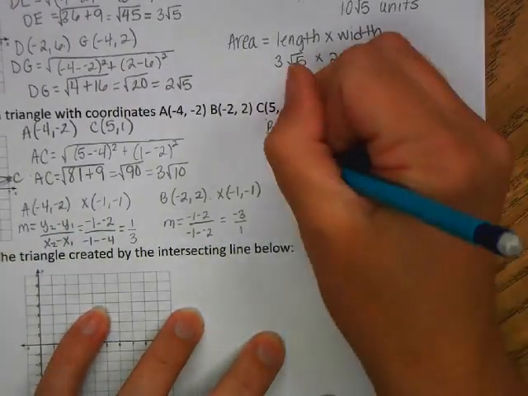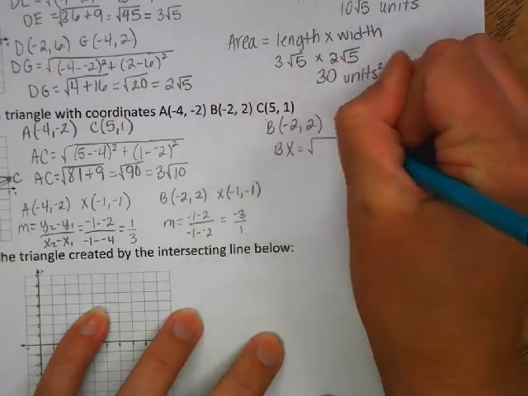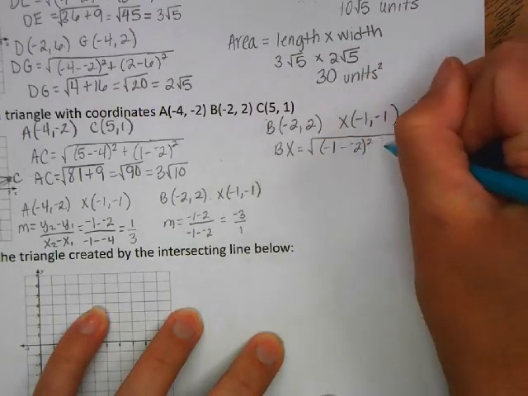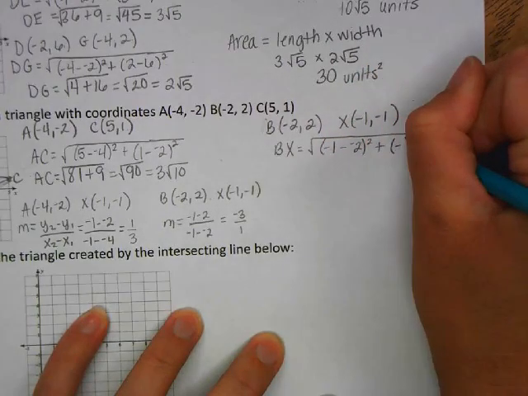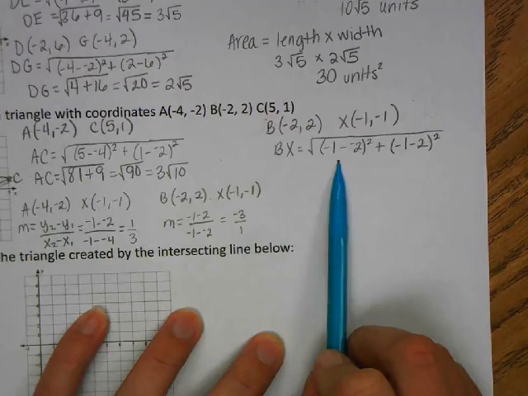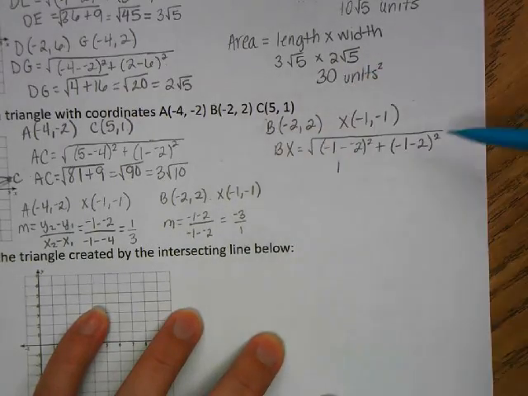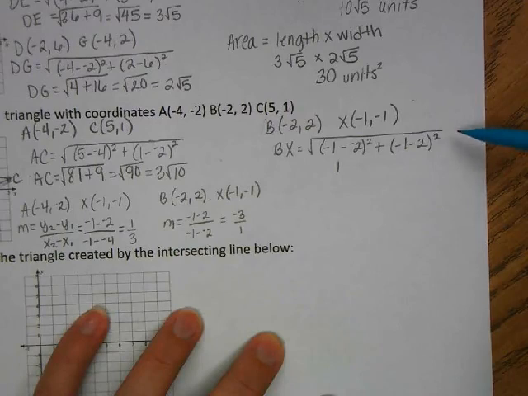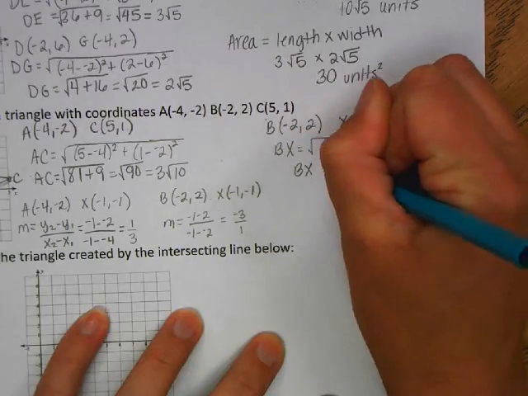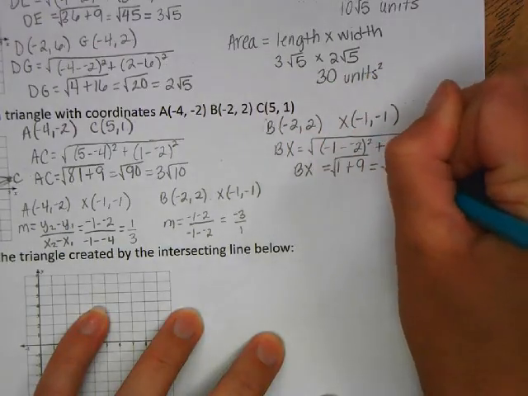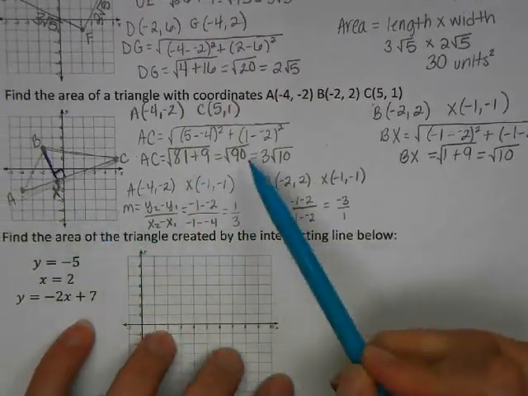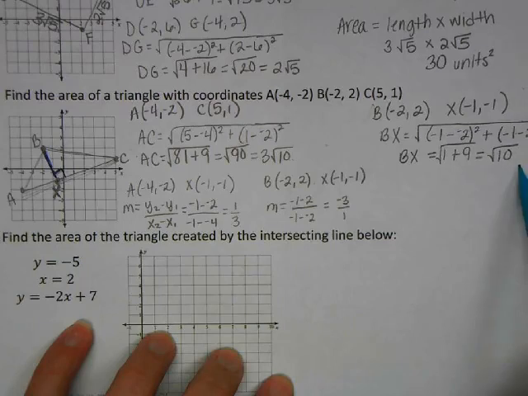So now I'm back to the distance formula. So I have the square root of x2 minus x1, negative 1 minus negative 2 squared, plus y2 minus y1. So negative 1 minus negative 2 is 1, and 1 squared is 1. Negative 1 minus 2 is negative 3, and negative 3 squared is 9. So BX is the square root of 1 plus 9, which is the square root of 10. So my base is 3 root 10. My height is root 10.